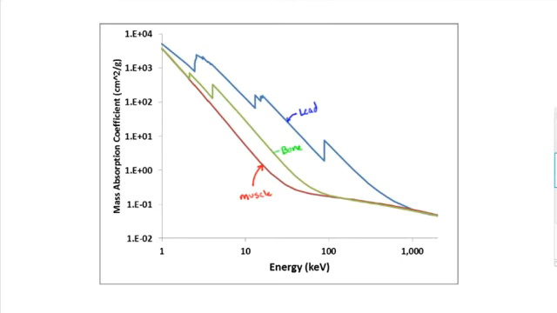When we go to therapy energies, up near 1 or a few MeV, the photoelectric effect is unlikely here, and all these curves are essentially the same at that energy. And really the only area where you might think about the photoelectric effect in that regime is for high Z elements, for example, tungsten that's used in collimators and so on.